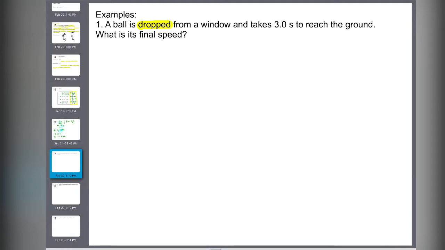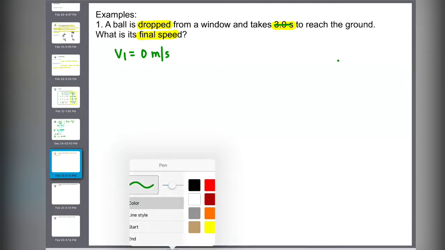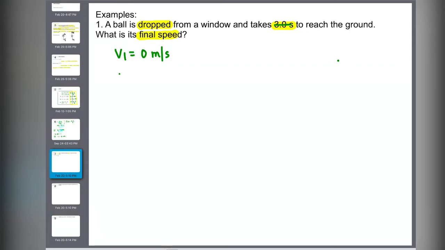Okay, first question. Now you gotta be careful. We talk about the special term. They give you extra stuff. A ball is dropped. We talk about that when they use the word drop. It means that they tell you that V1 is 0. Because when you're dropping something, you're not adding any force. You just let go. The initial or the starting speed is 0. And then it tells you it takes 3 seconds to reach the ground. What is the final speed? When it's 3 seconds, you write it in the proper variable. 3 seconds is time. So delta T is 3.0 seconds.